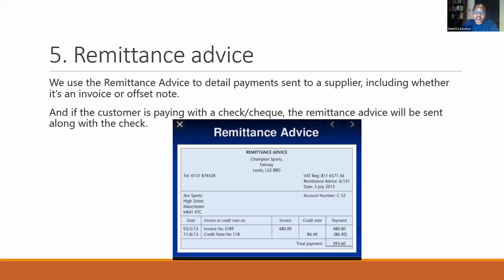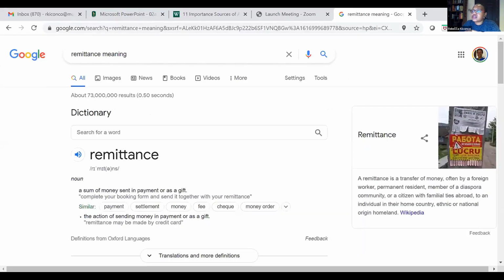Okay. Let me just do a quick scan for you here. Let me share this so that you can see it. To remit money means to send money. You should be seeing my new screen. Can you see my screen? Yes, we can see it. Remittance dictionary: a sum of money sent in payment.